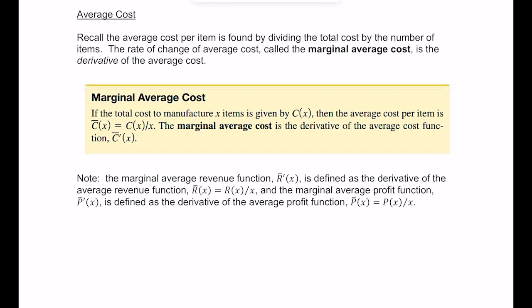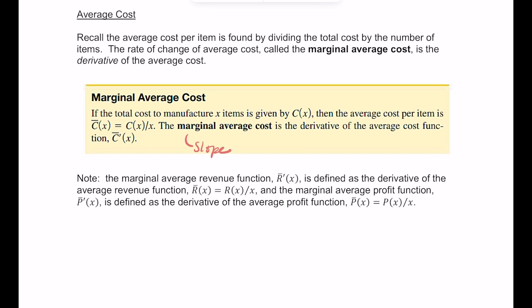So let's apply some of the things that we looked at earlier. If you'll recall, the average cost per item is found by dividing the total cost by the number of items. The rate of change of average cost is called the marginal average cost, right? And that's the derivative of the average cost. So we talked about in previous lessons, the word marginal refers to the slope because it's the average rate of change.